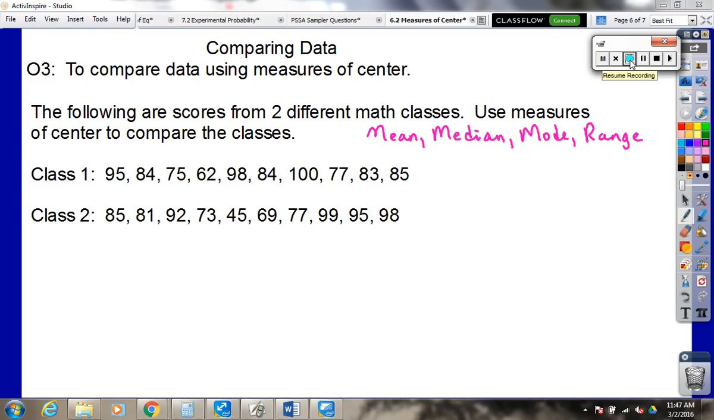Okay, volunteer to give me the data for class 1. So class 1, the mean is what? Gauge. Good. Mean is 84.3. How about the median? Maya?